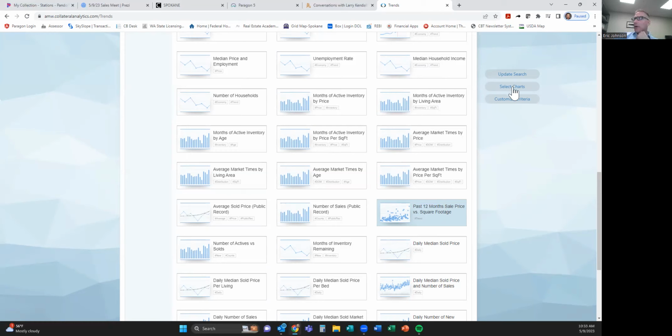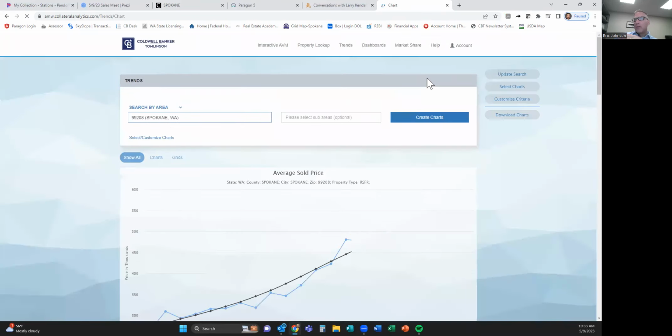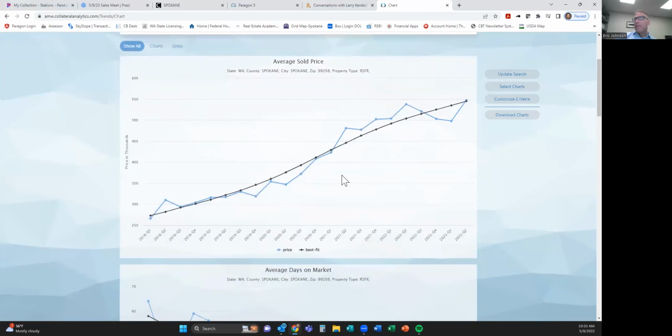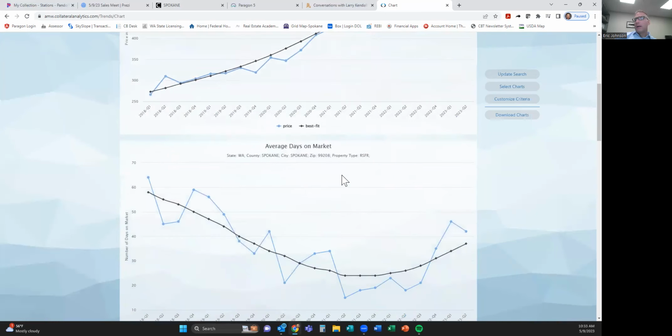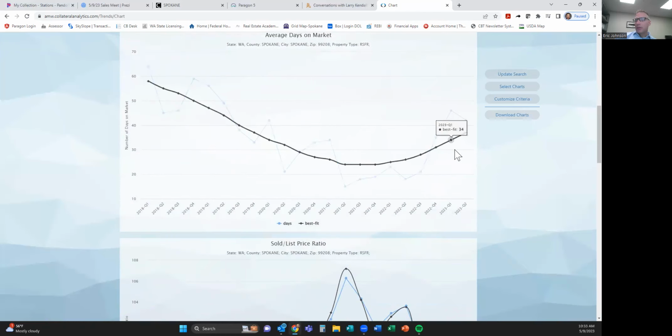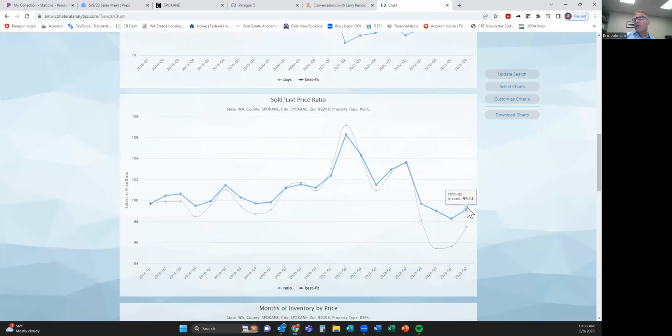And then I'm just going to click on, I think I have to go back up to the top here and then go to create charts. And now it'll create all those charts I just selected, and now I can print these off. I can save them as a PDF, whatever. See average days on market's going up in this particular marketplace, not shocking. Sold to list price ratio, oh, hey, look at that. That's dropped down. But now the actual is at 99%, down from, oh gosh, 106%. Interesting.